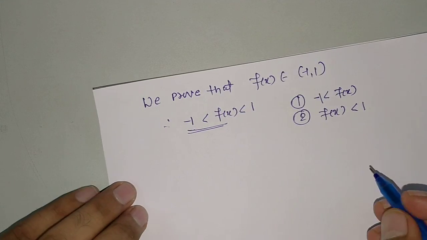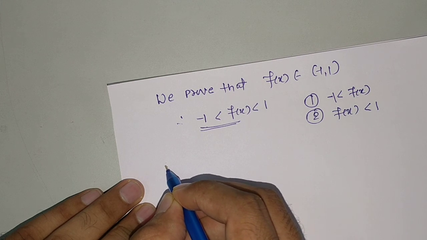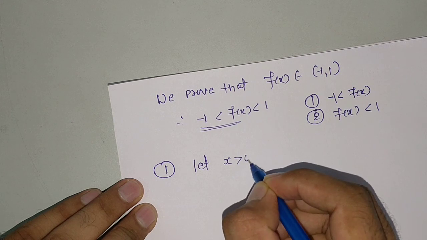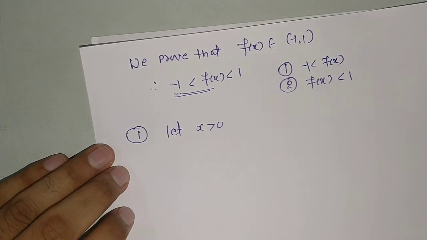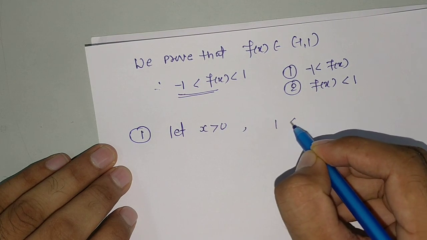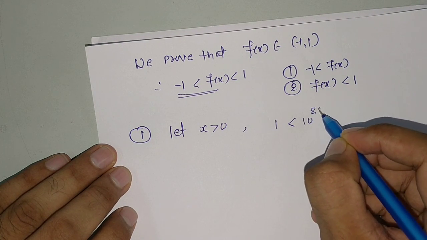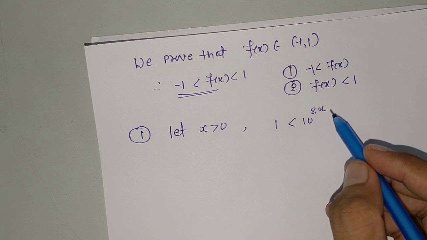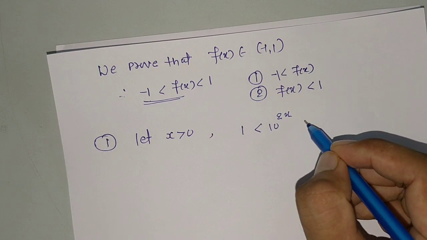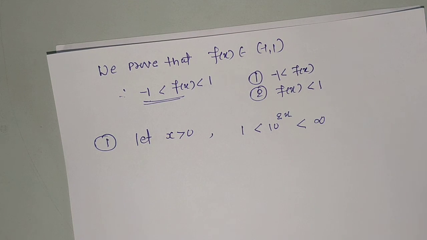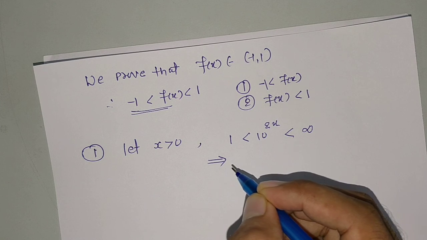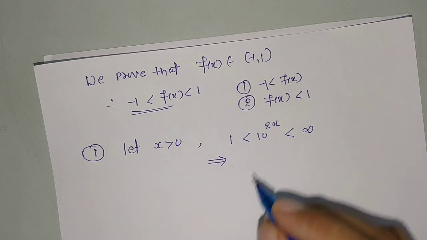Okay, so let's start with x greater than 0. So we can observe that 1 is less than 10 raised to 2x. Yes, if you take any positive value over here, this whole term will always be greater than 1, and one can observe that infinity is always greater than 10 raised to 2x. Okay, now just applying the step to get the function over here, f of x.